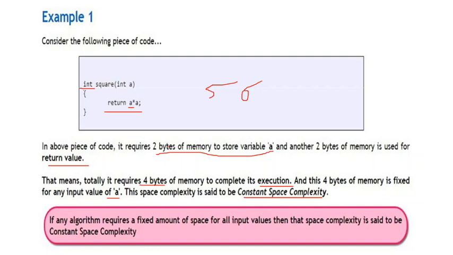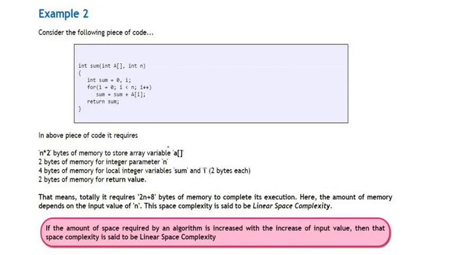So let me see the next example. Consider here int sum of int a of array, int n. Here we are using the array. int sum = 0; for i = 0, i less than n, i plus plus. So this is a simple example. sum = sum + a[i], return sum.